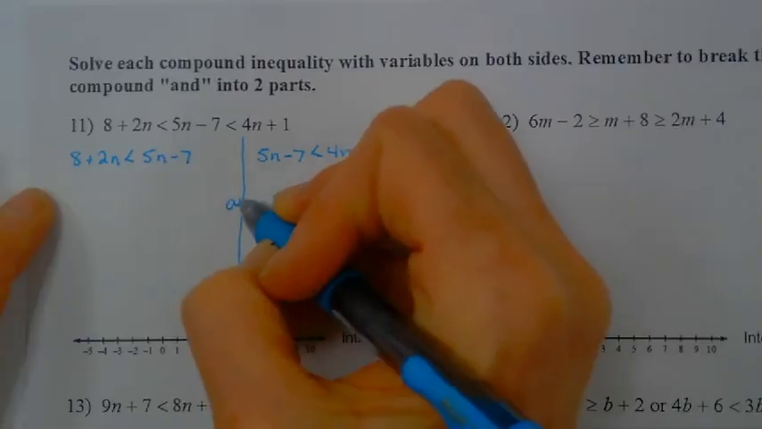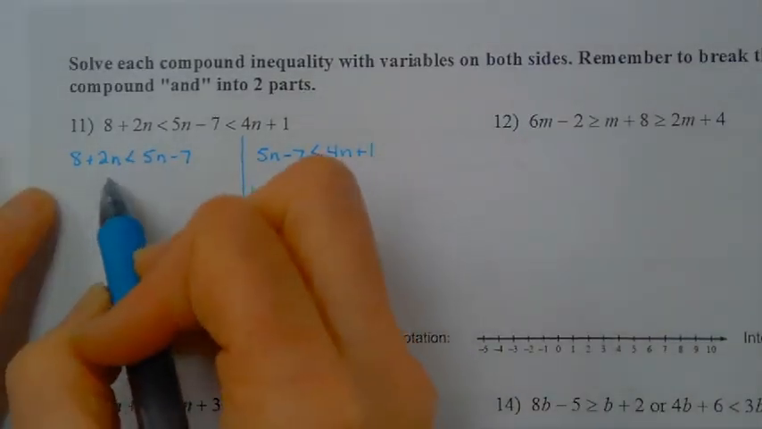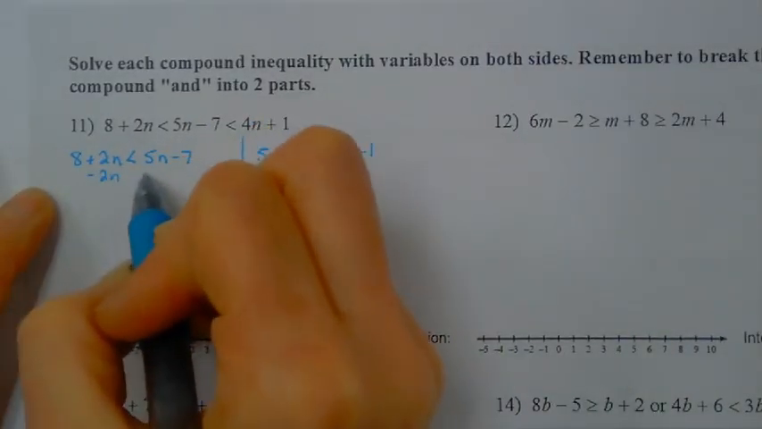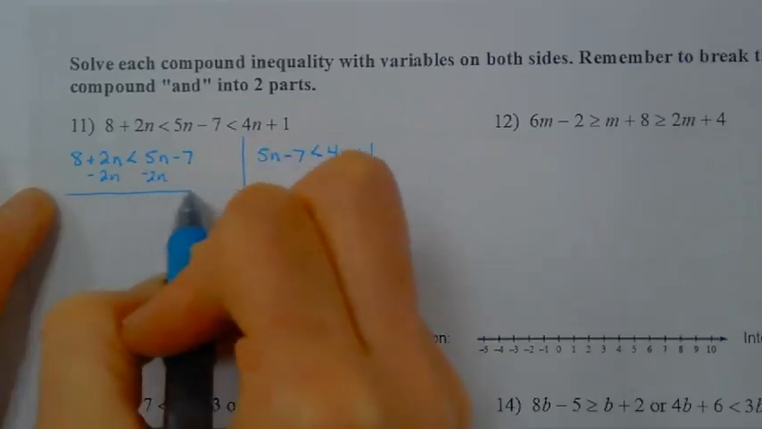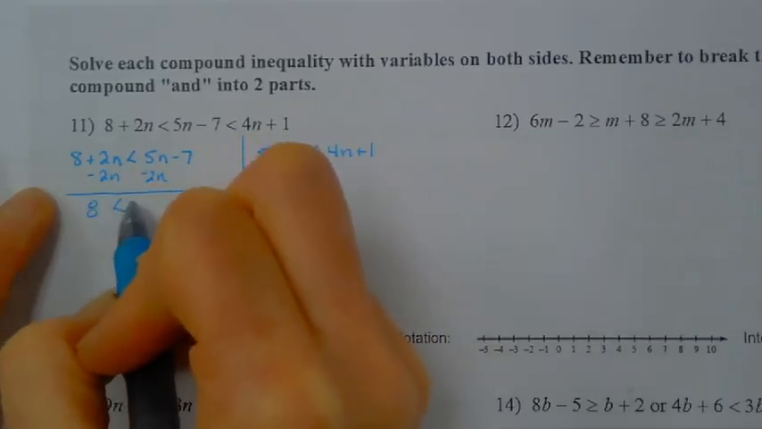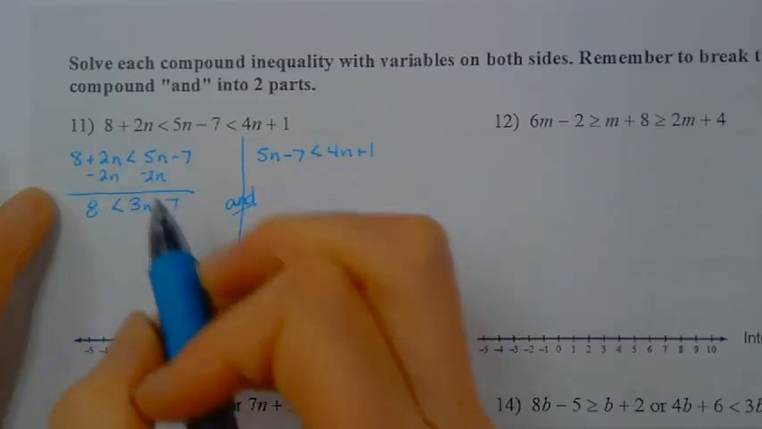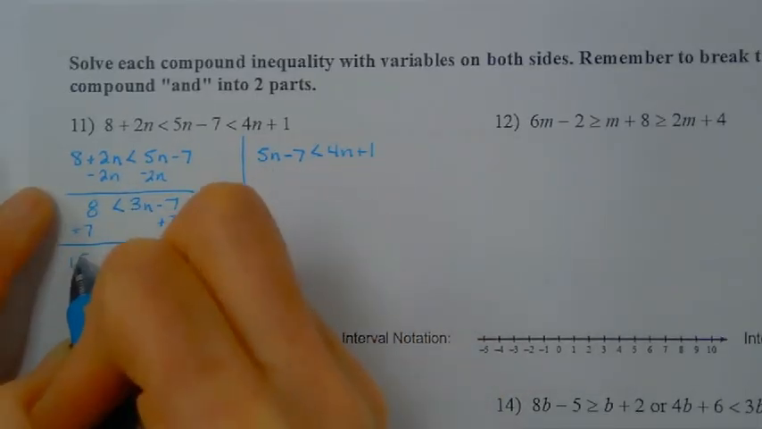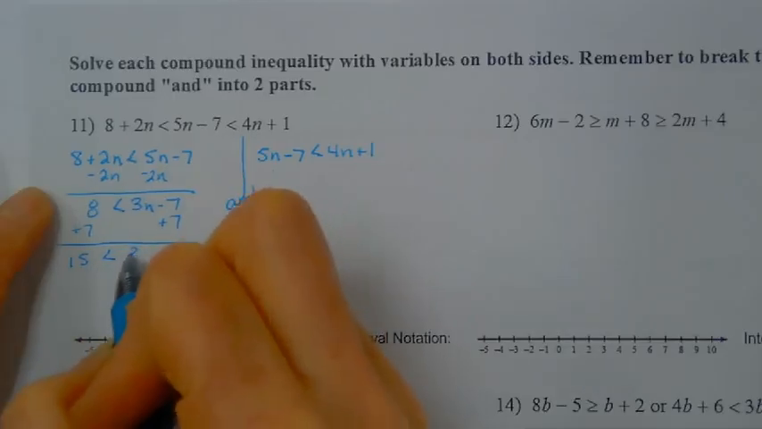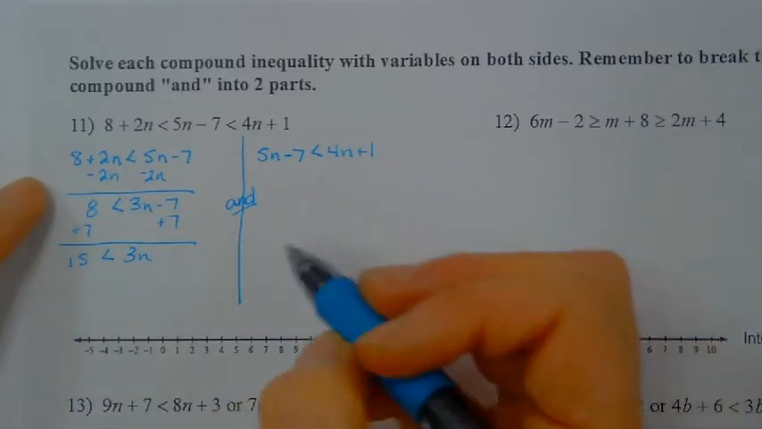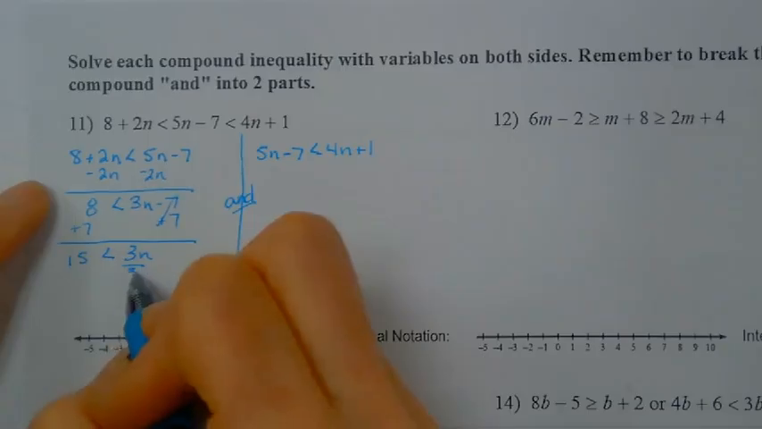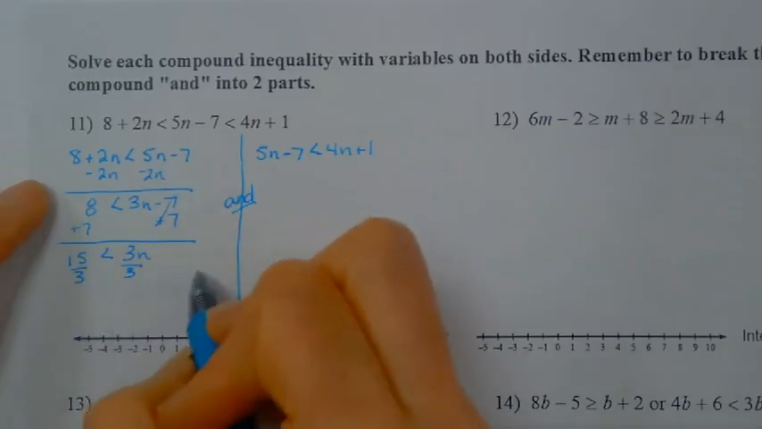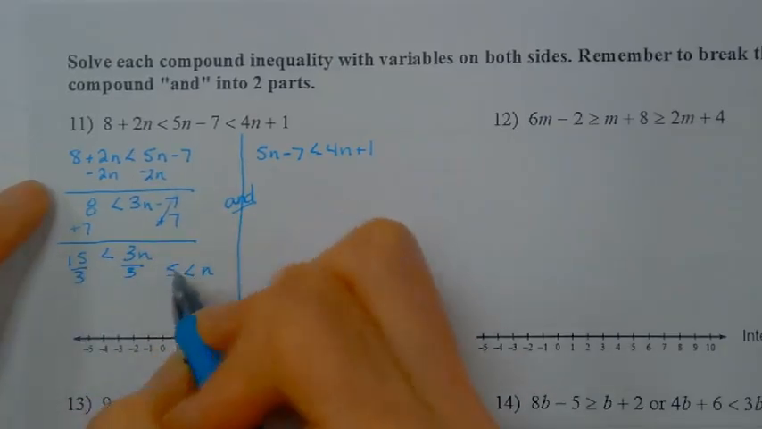Okay, so I'm going to subtract 2n from both sides. And we get 8 is less than 3n minus 7. And we're going to add 7 to both sides. And we get 15 is less than 3n. Then I'm going to divide by 3. And we get n is greater than 5. So n is greater than 5. So I'm going to put a bubble here.